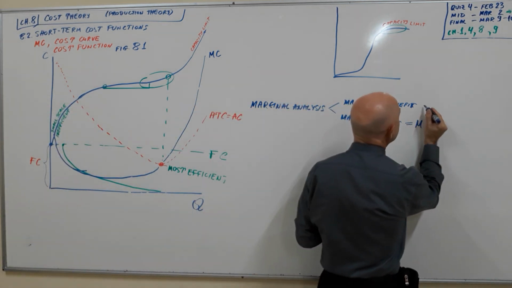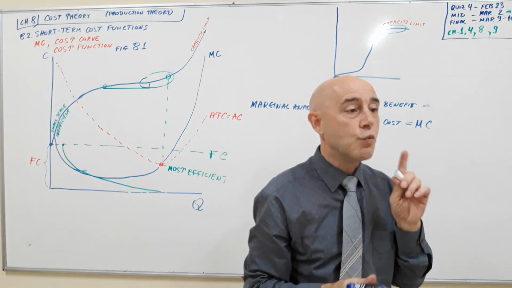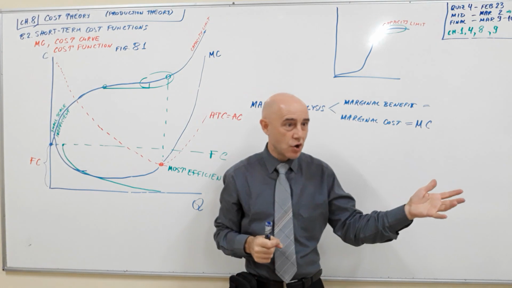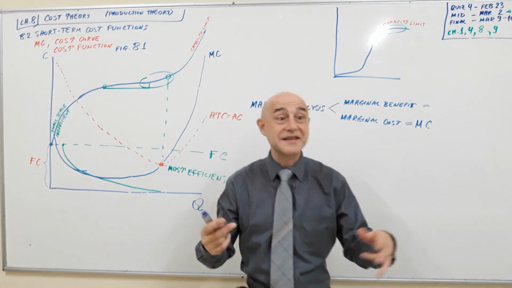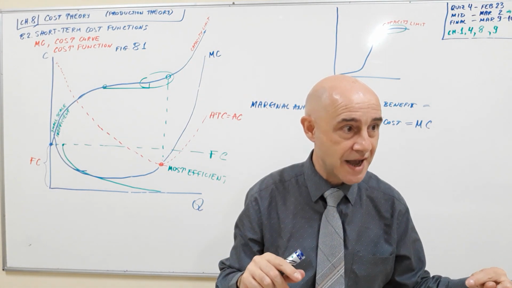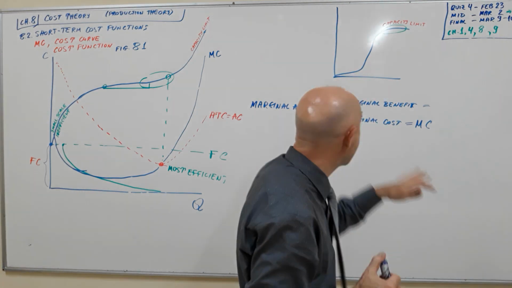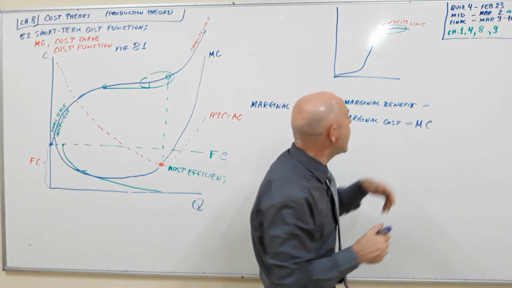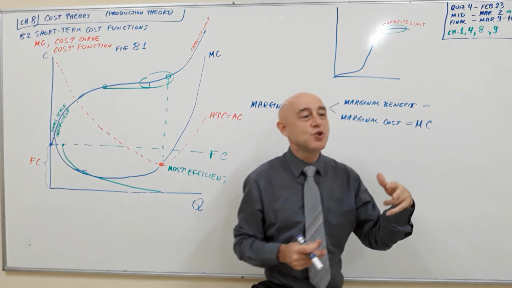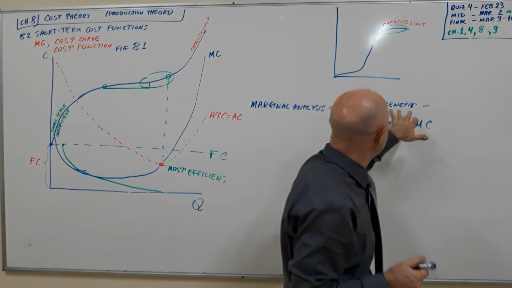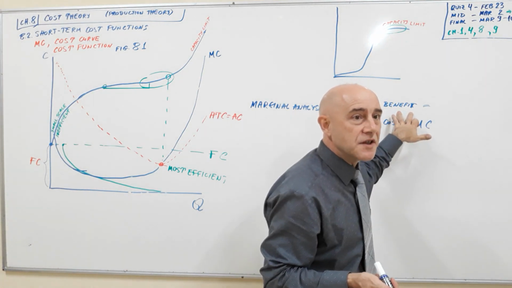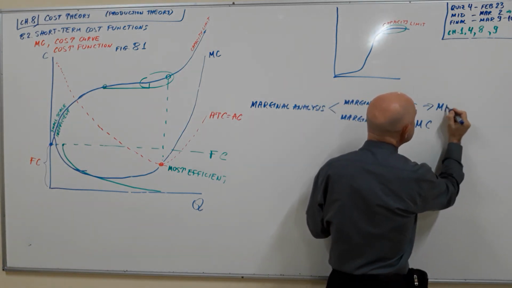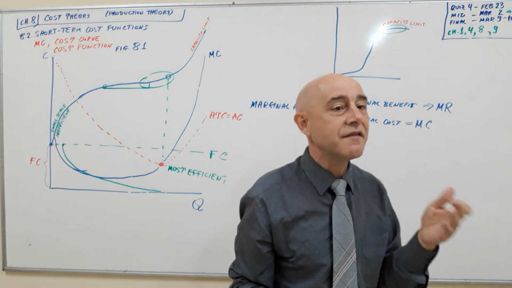Now, the question is, what is the marginal benefit of one more product? So instead of having 9 coffees, we sell 10 coffees. Or instead of having 12 students in the classroom, we have 13. What is the marginal benefit? Well, first of all, what is the benefit in general? The benefit is the revenue. So this is the same as marginal revenue.